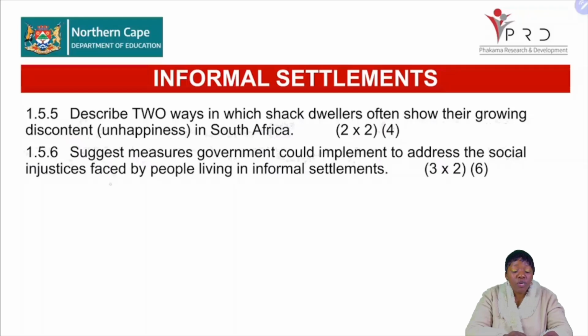So number 6, suggest measures government could implement to address the social injustices faced by the people living in the informal settlement. 3 times 2. Remember the last question, you were supposed to give these 2 social injustices. Now you need to give suggestions or strategies on how the government can address these social injustices faced by the people in the informal settlement. So I'm going to give you 5 minutes for these 2 questions, and then after 5 minutes, we will proceed to the corrections.